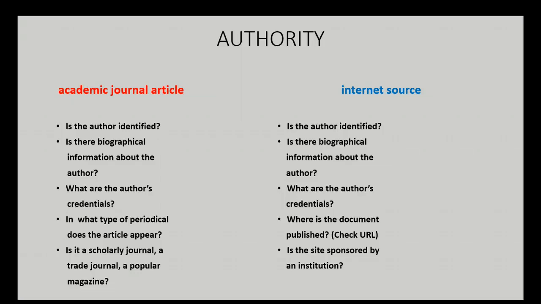So, authority. In red I have academic journal article and in blue I have internet source. When looking at an academic journal article, is the author identified? Is there bibliographic information? What are their credentials? And in what type of periodical does it appear? For an internet source, is the author identified? Kind of the same questions. Lots of these are similar questions you have to ask when evaluating, but some of them are a little bit different.